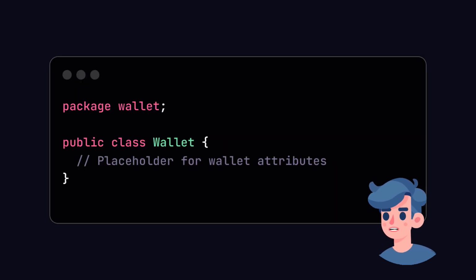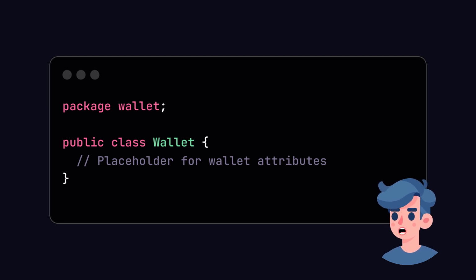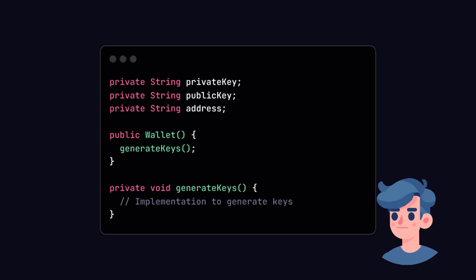With our dependencies set, let's create a basic structure for our wallet. Start by creating a new package called wallet. Inside this package, create a class named Wallet. This will be the core class for managing our wallet functionalities. In this Wallet class, we will define attributes like private key, public key, and address. We will also create methods for generating new wallet addresses.